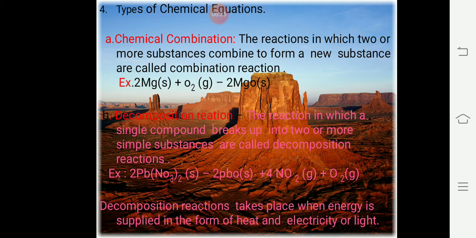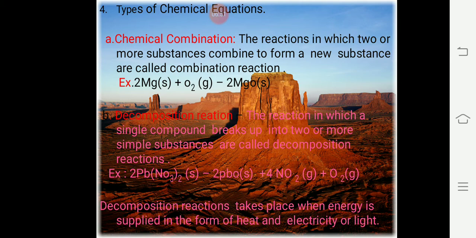Next, our main topic is the types of chemical equations. Nearly 4 to 5 types of chemical equations are there. First one is chemical combination. What is meant by combination?